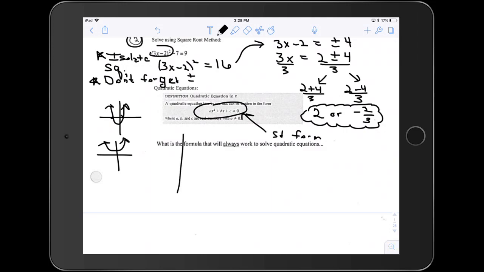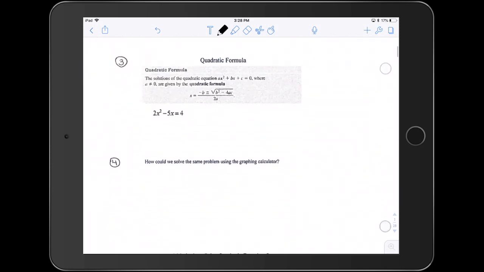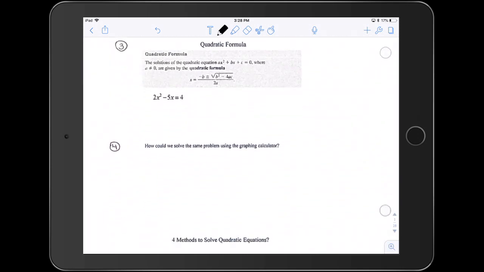And now we are going to talk about the quadratic formula. And this is something that is memorized at this point in the game. Before you get to pre-calc, you should definitely have this memorized. But it's negative b plus or minus the square root of b squared minus 4ac all over 2a. And that gives you your solutions when it's not factorable.